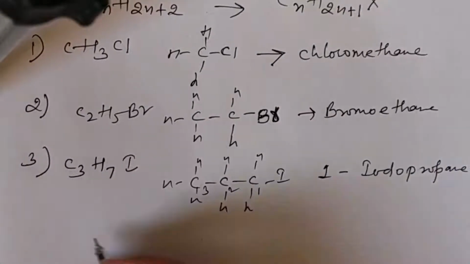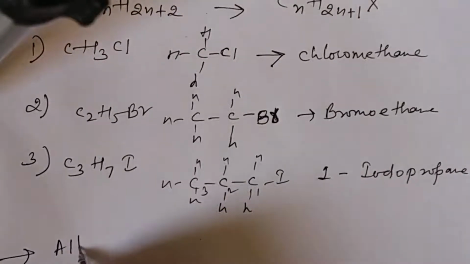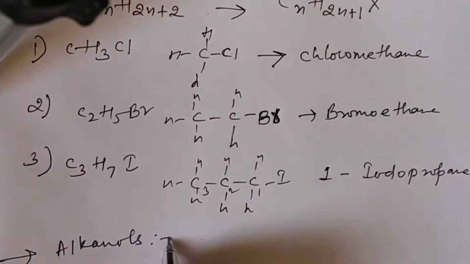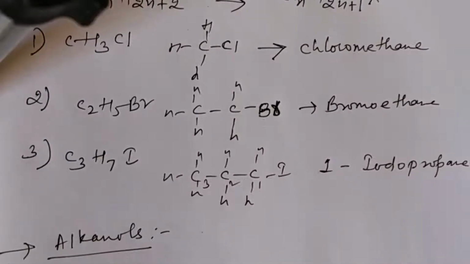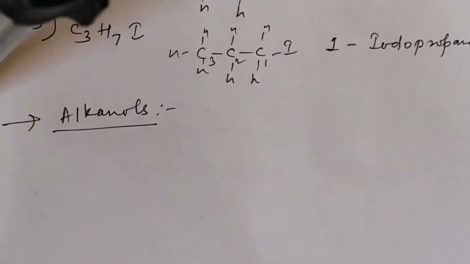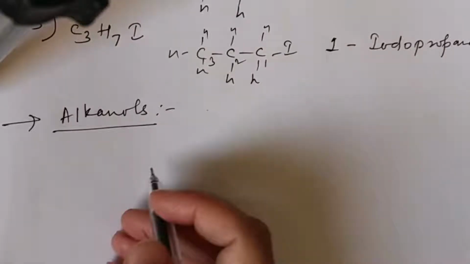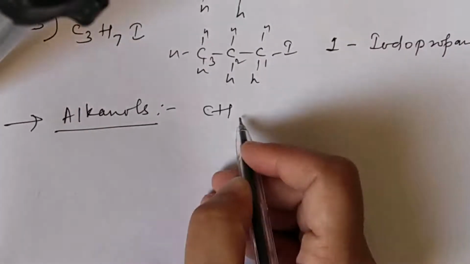So this is how we have written monohaloalkanes. The next family we are discussing here is alkanols. What are alkanols? Alkanols are alcohols, in which there is a functional group called alcohol.